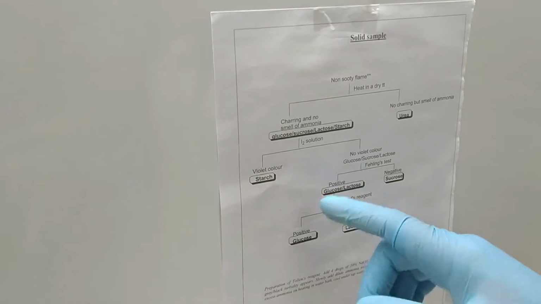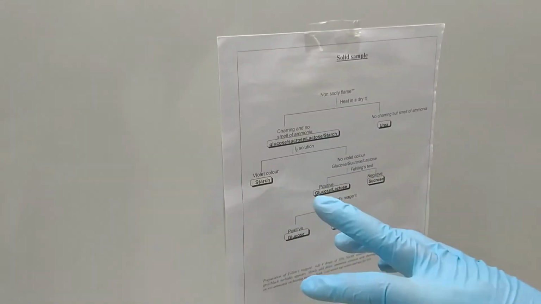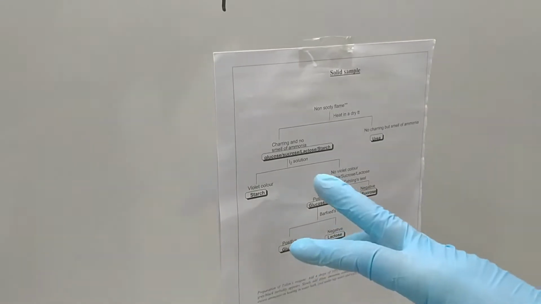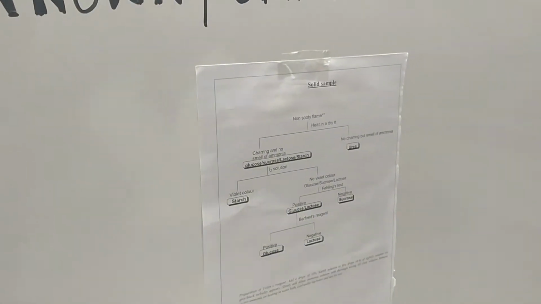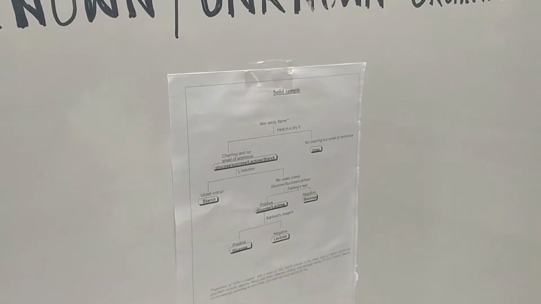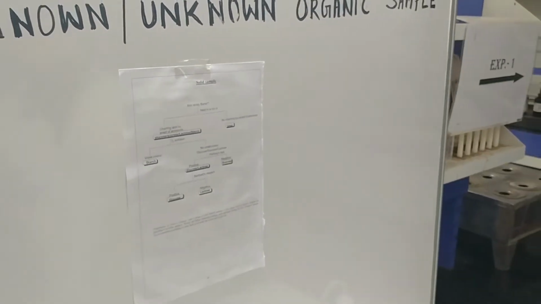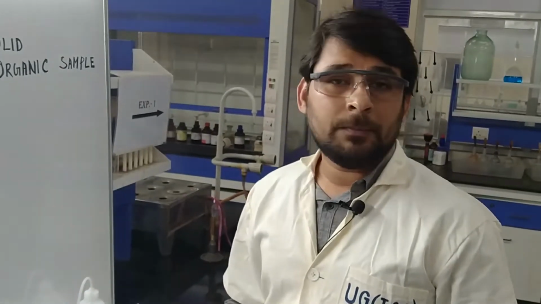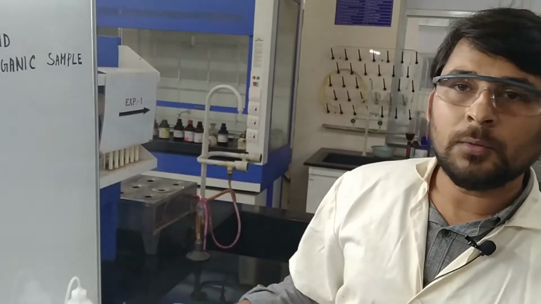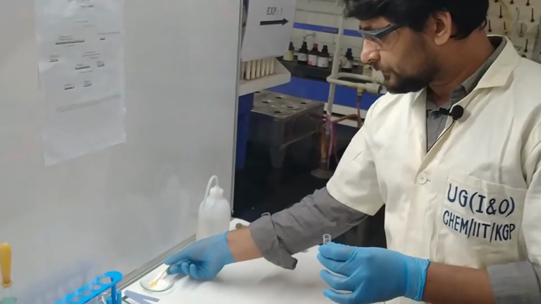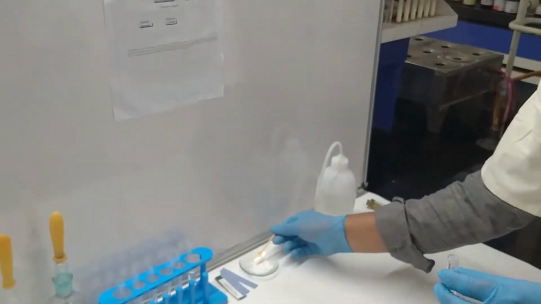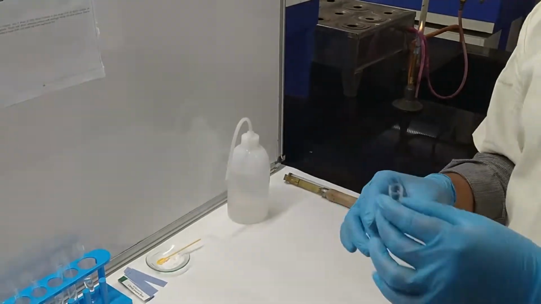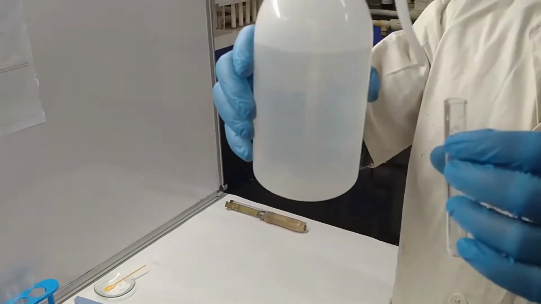Okay, so two results are coming, either it's positive or negative. Okay, so for doing the I2 solution test, what we have to do? First of all, we have to prepare an aqueous solution of our sample, that is for glucose. So I just take some glucose inside the test tube like the previous one that I already did.